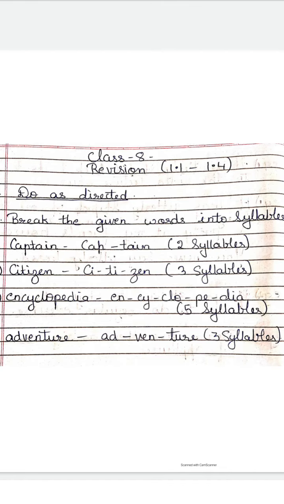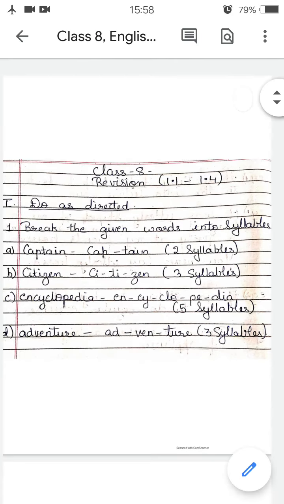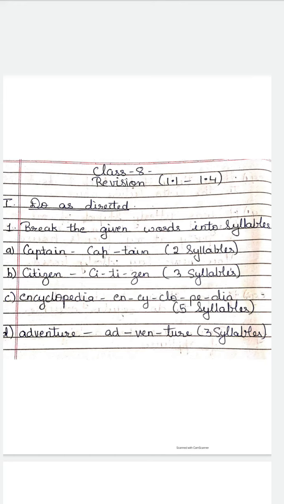Now you can see do as directed. The first question I have given over here is break the given words into syllables. There is one term which is called syllables, which I have done with you when I had explained chapter number 2. Syllables means into how many parts we can break a word as single units. I have given examples also with their answers, so it would be very easy for you to understand. So let's go ahead. First question is break the given words into syllables.